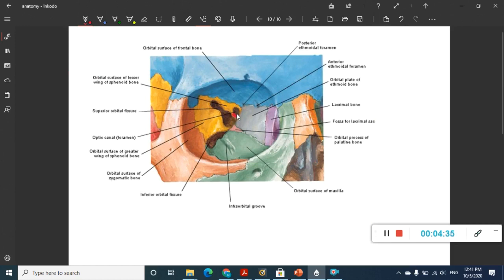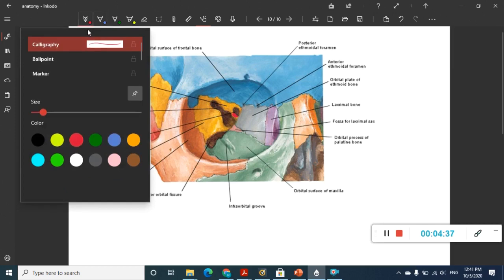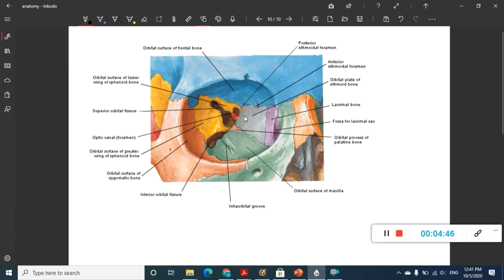So taking the apex as the landmark, we have to divide it into roof, floor, medial wall, and lateral wall, right? So in this diagram we'll just divide it, and in the next diagram we will fill in the details. So this is the apex. You will divide it almost something like this. So this is the medial wall of the orbit.